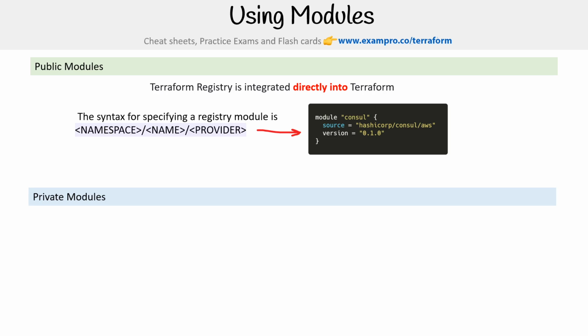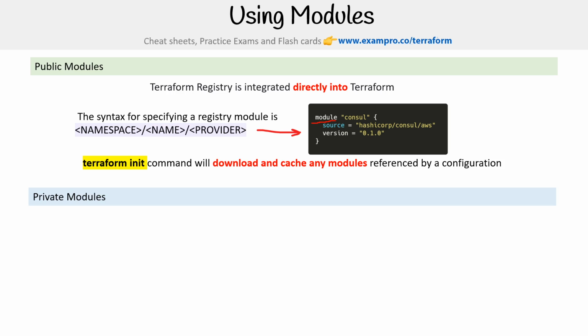So all you're going to do is use the module block. So I'm just going to highlight that there. Then we have the name of our module. We're providing the source of our module, and then there's the version of our module. The terraform init command will download and cache any module referenced by a configuration.